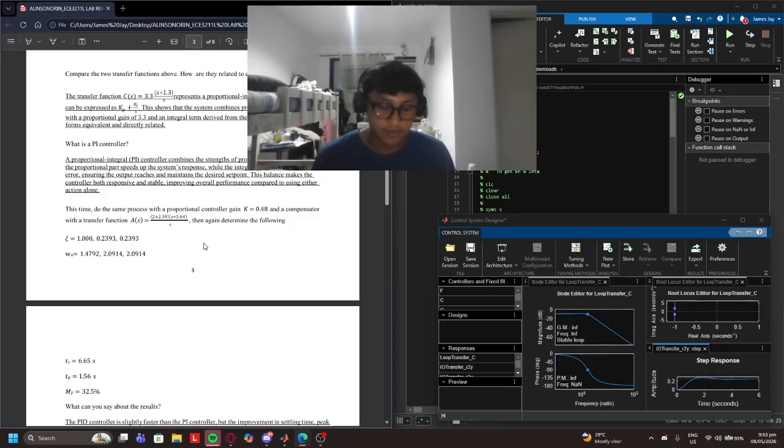What I learned from this experiment is that PID controllers are very flexible and powerful in control systems, but they do not always guarantee the best design for every situation. Sometimes a simpler PI controller can already provide almost the same performance while being easier and cheaper to implement. As a note to myself, I should improve my understanding of root locus analysis and controller tuning, because these concepts are very important in designing stable and efficient control systems.